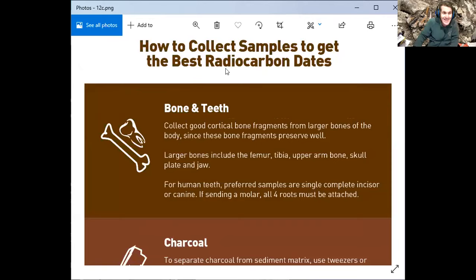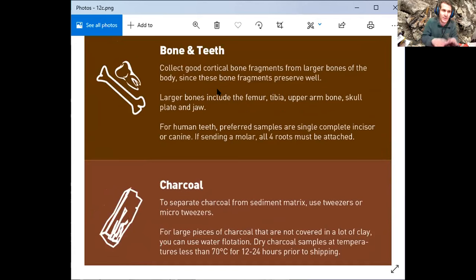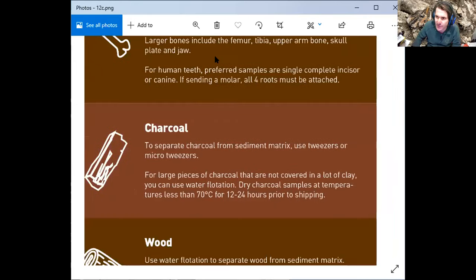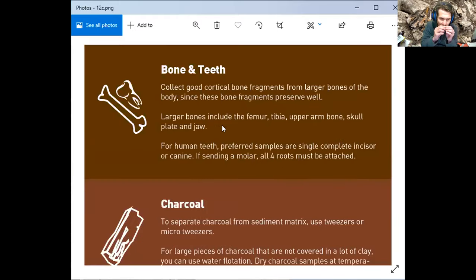How to collect samples to get the best radiocarbon dates: bone and teeth. You've got to collect good fragments of bone. Since these bone fragments preserve well, you've got to get gloves and take a sample. Hopefully it's not been contaminated. The larger bones include femurs, tibias, upper arm bone, skull plate, and jawbone. For human teeth, preferred samples are singular, complete incisors or canines. In other words, a canine that's not damaged, completely sealed. If sending a molar, all four roots must be attached. So again, teeth and bone, animal, you can use this radiocarbon dating technique on.